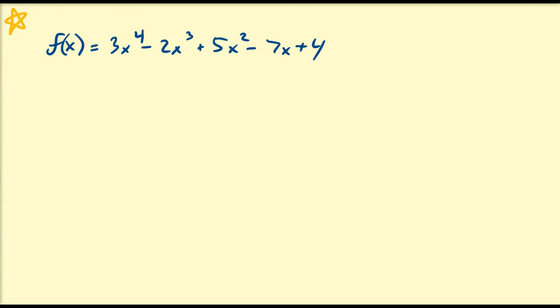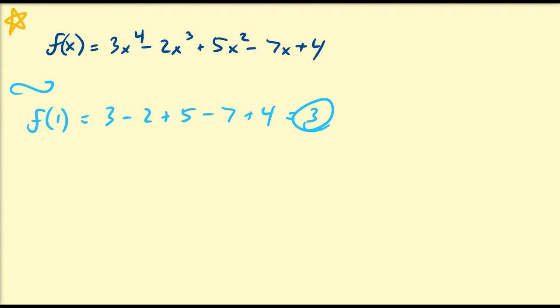So let's start off by looking at a couple of evaluations that we should already be able to do by hand. For example, if we want to evaluate f of 1, we pretty much just remove all of the x values to get just 3 minus 2 plus 5 minus 7 plus 4, which we should know comes out to just positive 3.